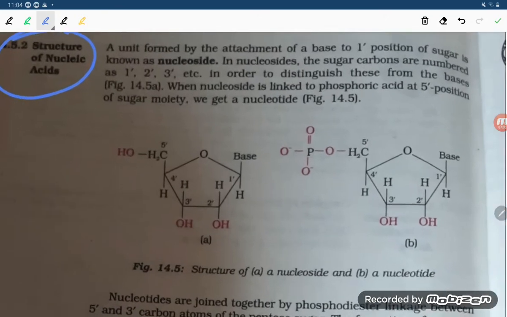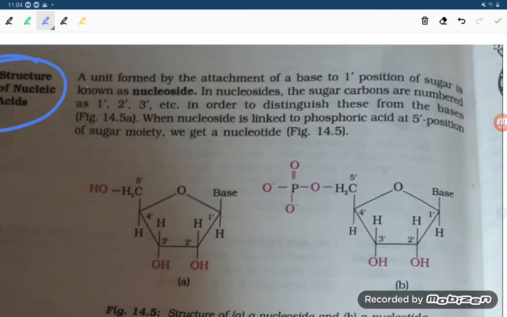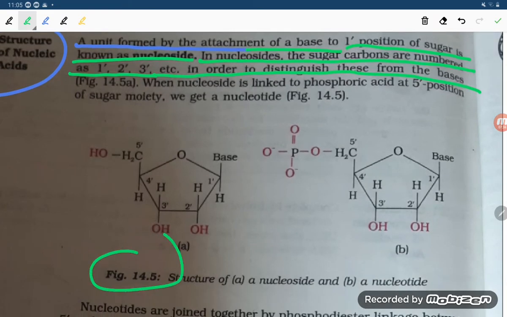So they are saying in the structure of unit, a unit formed by the attachment of base to 1' position, that is the first position of sugar, is known as nucleoside. In nucleoside, the sugar carbons are numbered as 1', 2', 3', etc. in order to distinguish these from the bases. Figure 14.5, this is the figure.